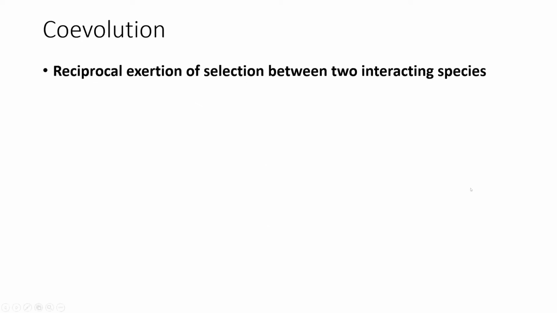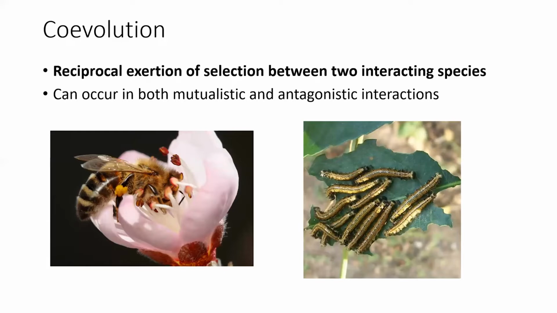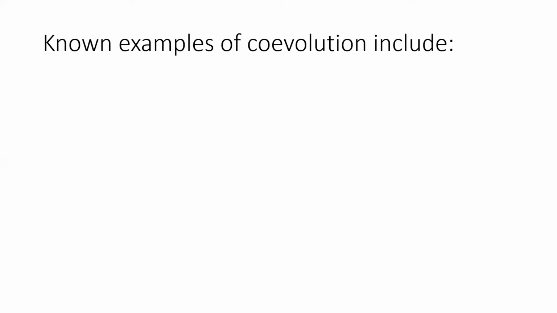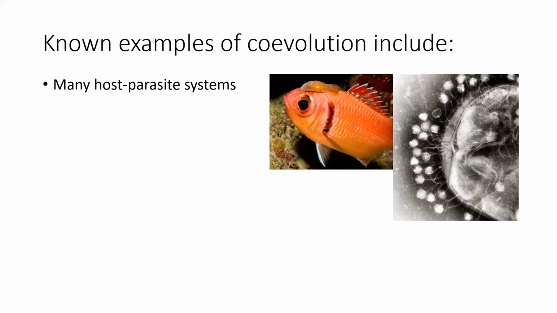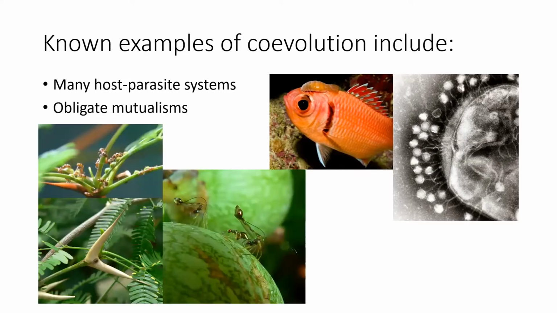I think most of us are familiar with the concept of coevolution, but just to make it clear, it is reciprocal selection between two interacting species in which one is selecting on traits in the other and vice versa. This occurs in both mutualistic and antagonistic contexts. A few known examples include a number of host parasite systems, both macro and microscopic, as well as a handful of obligate mutualisms, including ant acacia interactions and figs and the fig wasps that pollinate them.